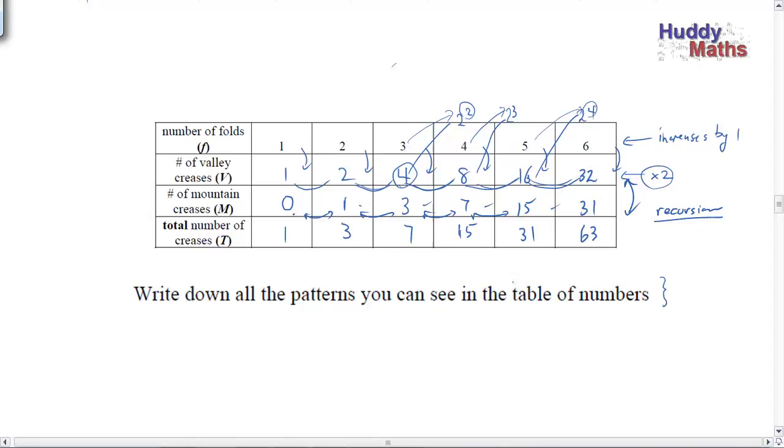Well, should we start there? Is there a pattern there? 0 went to 1. 1 went to 3.